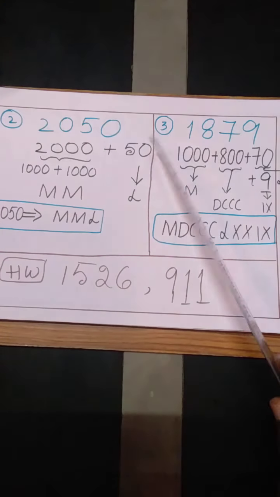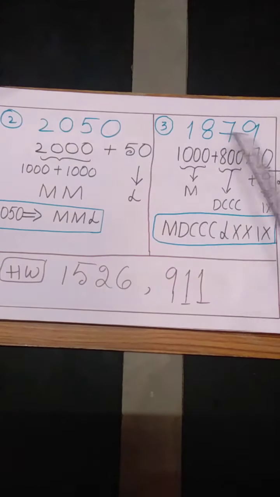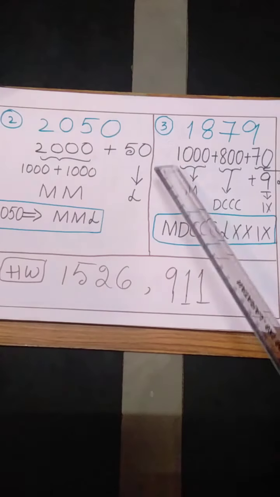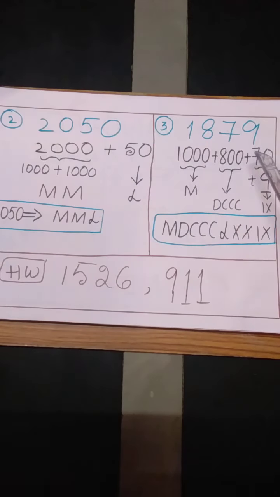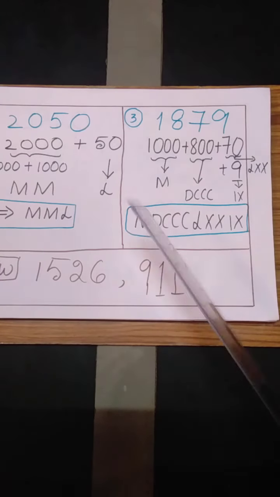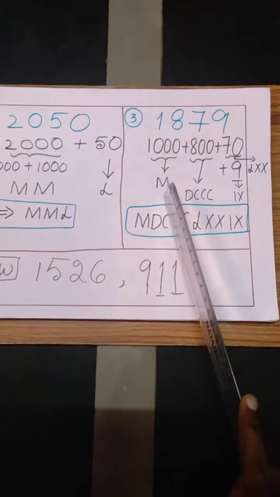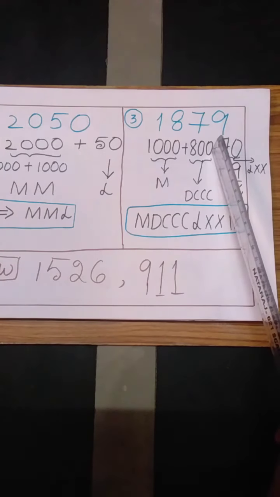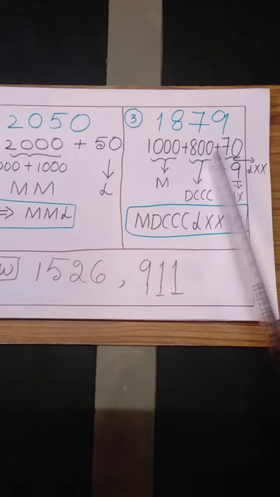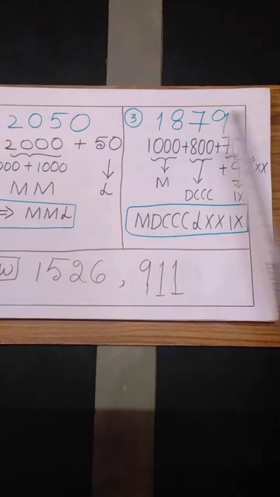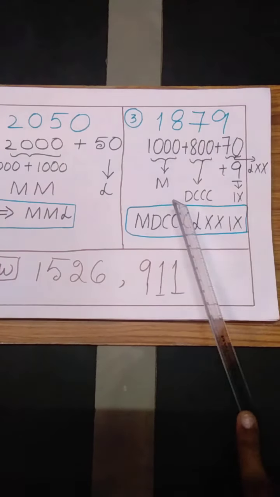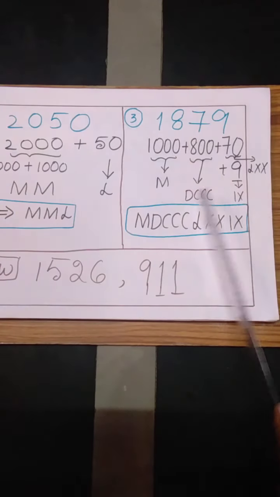In the same way, for example 3, 1879. We can write it as 1000 plus 800 plus 70 plus 9. What is the symbol for 1000? M. For 800 we can write it as 500 plus 100 plus 100 plus 100. What is the symbol for 500? D. For 300, 3 C's.